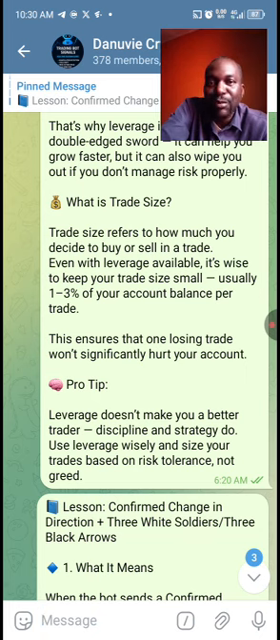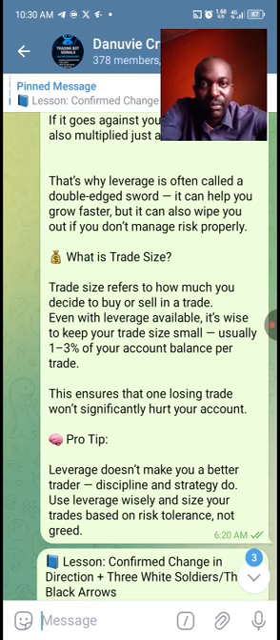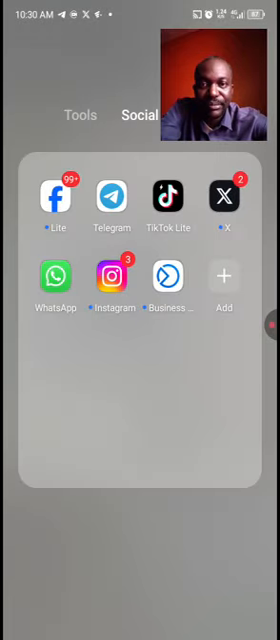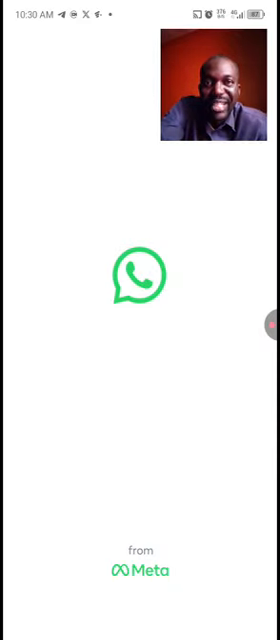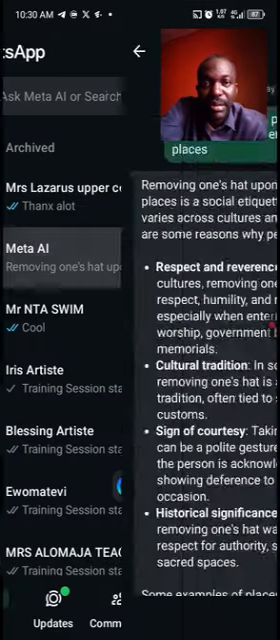But before we end this lesson, I want to go to Meta AI. I want Meta AI to calculate leverage for us and trade size, and it's going to tell us how much we are likely going to make using trade size and leveraging. So let's go to Meta AI now. Let's ask Meta AI so that you can have an understanding of what leverage and trade size really means.